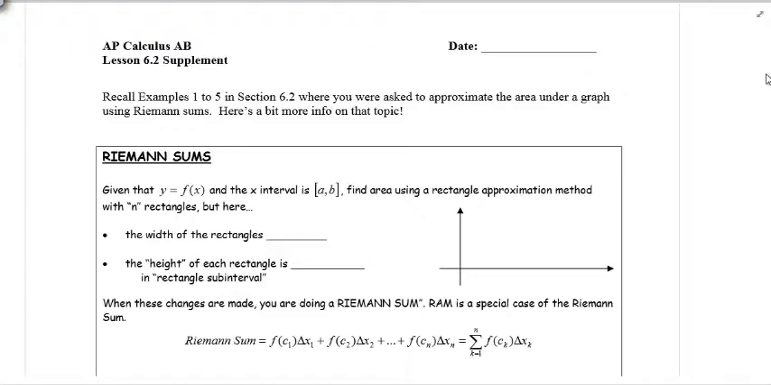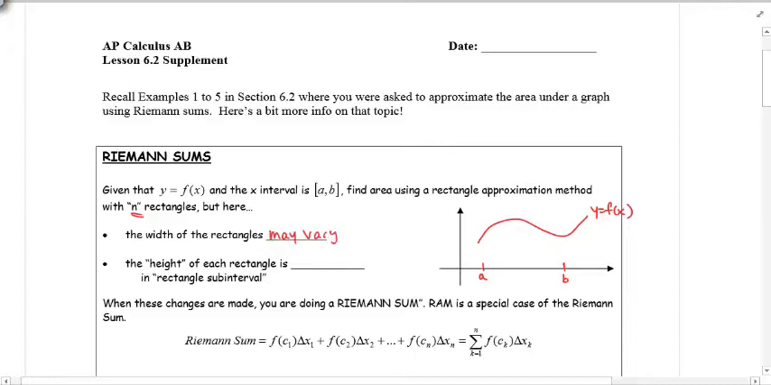So really, what is a Riemann sum? It's really the following. Given that you have this function, y equals f of x, let me draw it here, y equals f of x, okay? And the value of x is in some sort of interval, let's say from a to b. Your goal is to find the area using a rectangle approximation method. So that was like the stuff we did, circumscribe, inscribe rectangles, midpoint, right endpoints, left endpoints. In this case, I'm going to ask you to do it with n rectangles. But here, the width of the rectangles may vary.